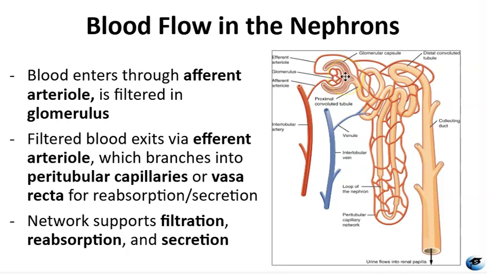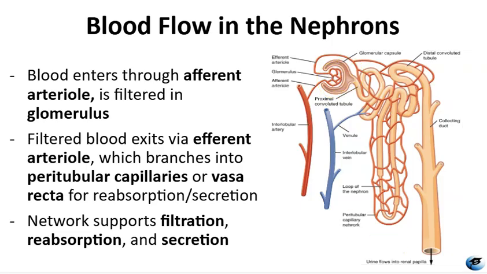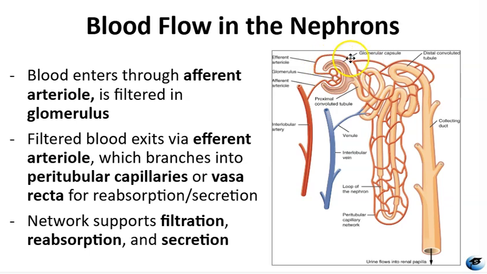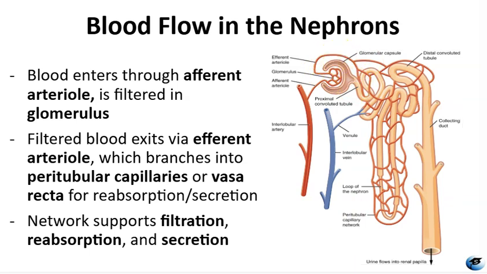Here, the plasma and dissolved substances pass through the filtration membrane into the nephron's tubule, while larger proteins and blood cells remain in the circulation. Then the filtered blood leaves the glomerulus via the efferent arteriole, which is narrower than the afferent arteriole, and this difference in diameter helps to maintain the high pressure needed for filtration.